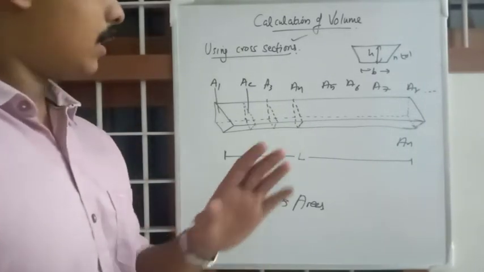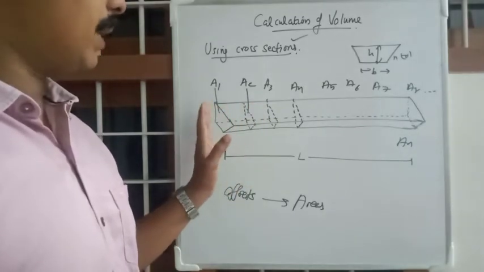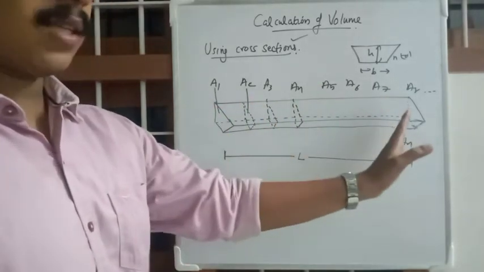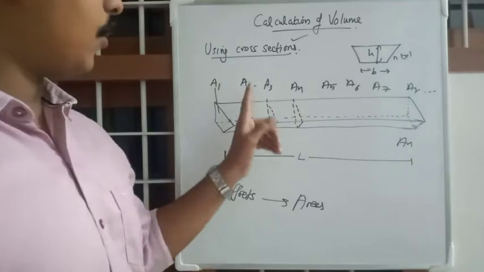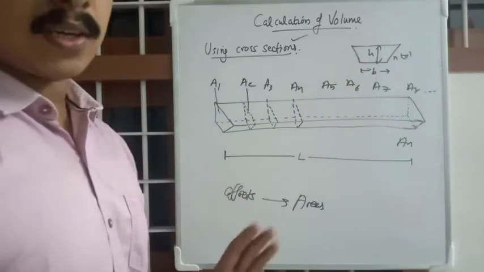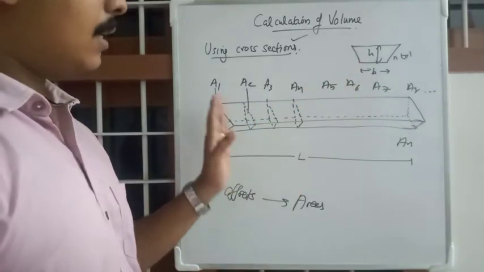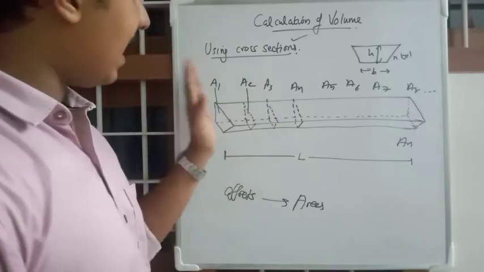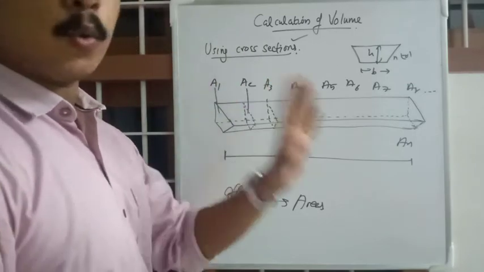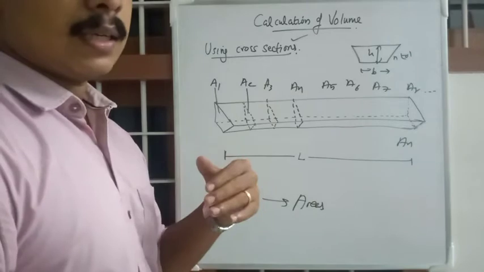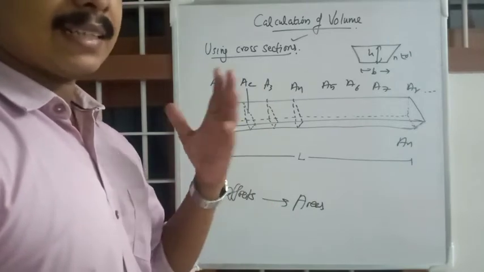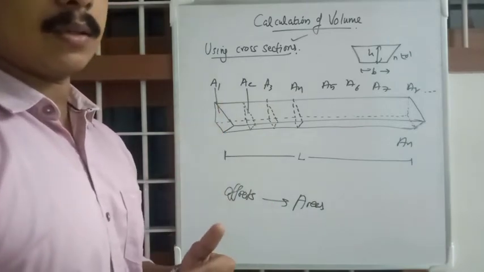So I hope you get it. You will be calculating cross sections as A1, A2, A3, A4, A5, A6, etc., AN. Then you will substitute these areas of cross sections into our old trapezoidal equation and Simpson's 1/3 equation.